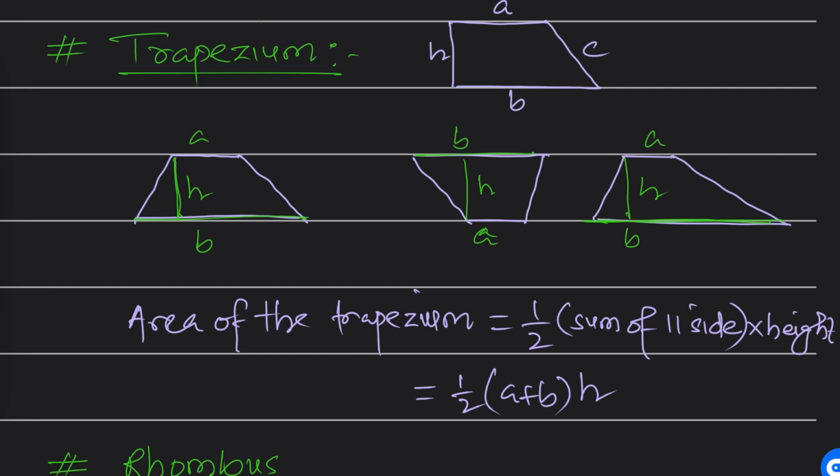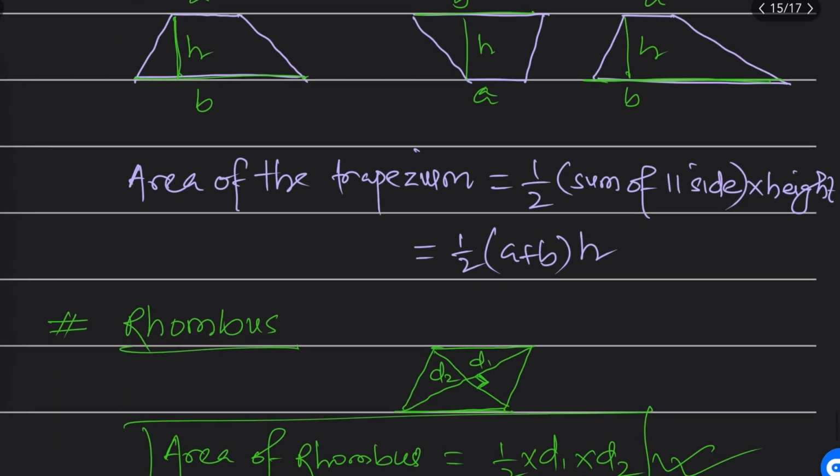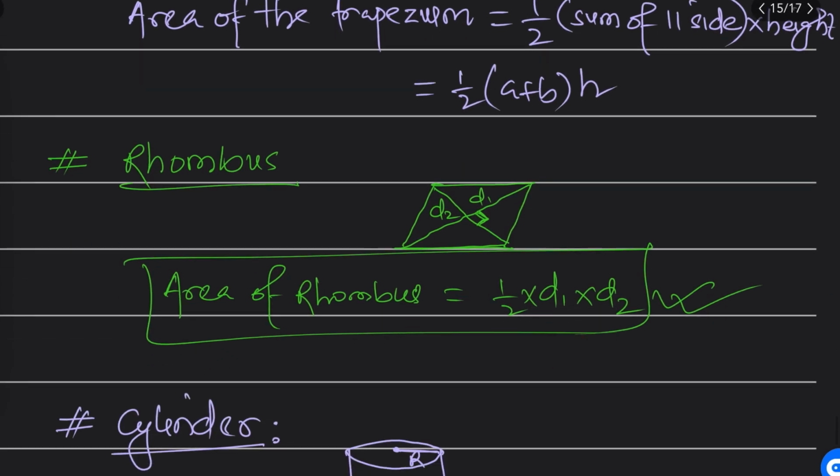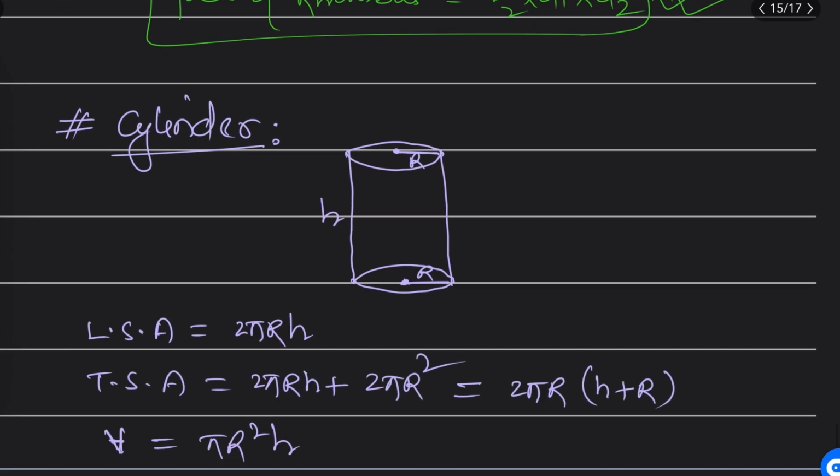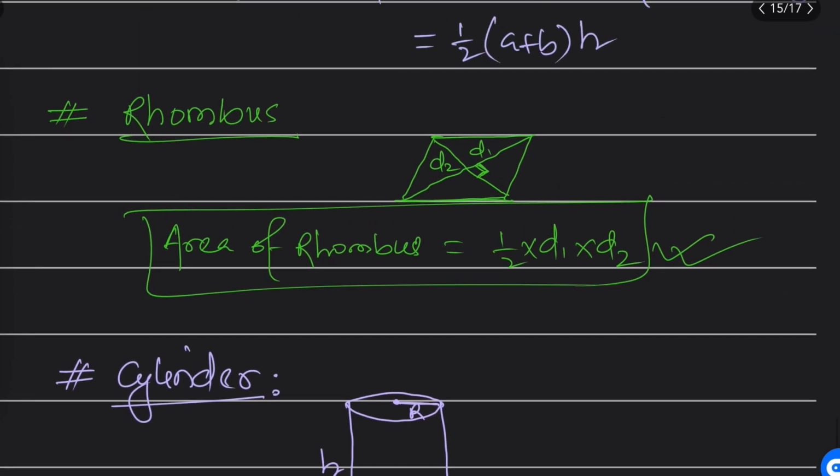These are the basic things that you need to know, and they are going to help you a lot for general knowledge, because these are things you should at least know as a student, right? So these are going to help you a lot. Rhombus, then cylinder, what are the properties of cylinder, this rhombus area.